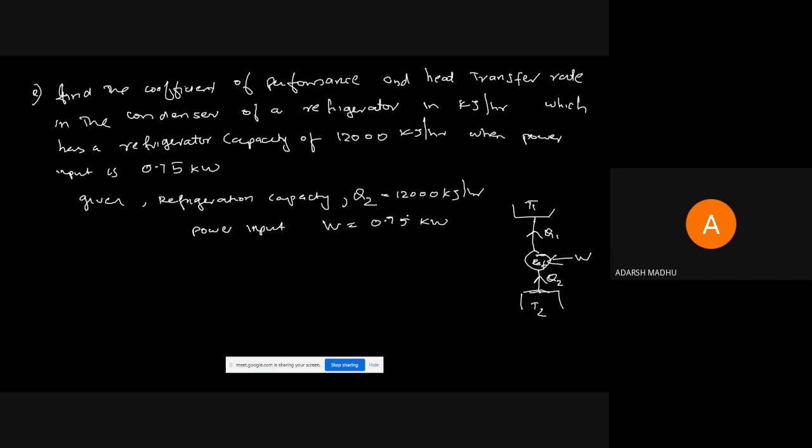First one, COP, the coefficient of performance, and the heat transfer rate. Q2 is given. So you want to find out the heat transfer rate, Q1. You want to find the value of Q1 and the COP of the refrigerator, right?